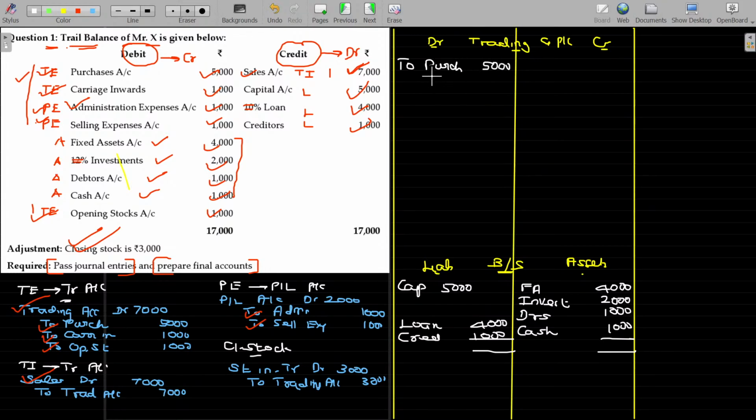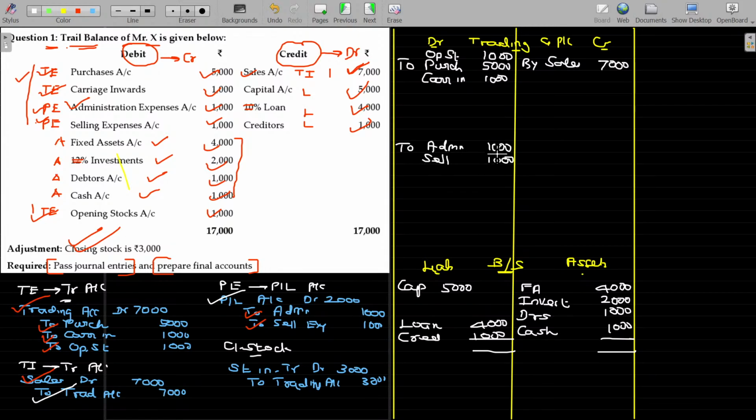Carriage inwards, 1000 rupees. Opening stock, 1000 rupees. And here, trading account's credit side, means in credit side, by sales, this value being 7000. And here in P&L account, to admin, 1000 rupees. To selling expenses, 1000 rupees.